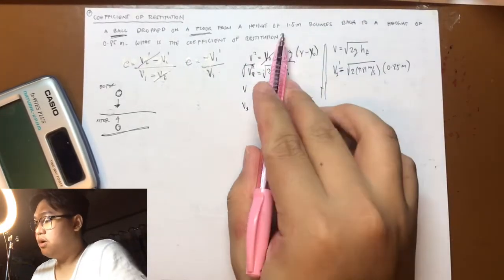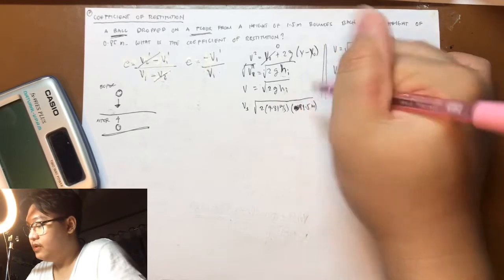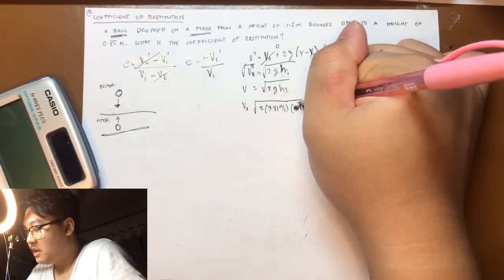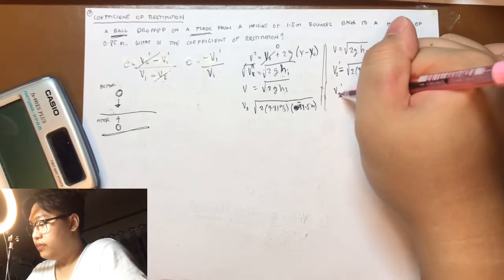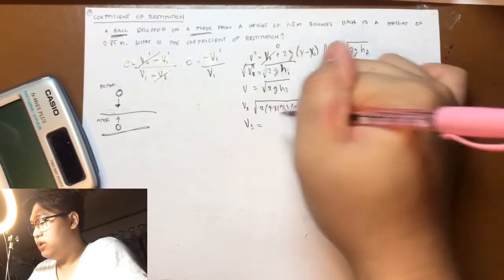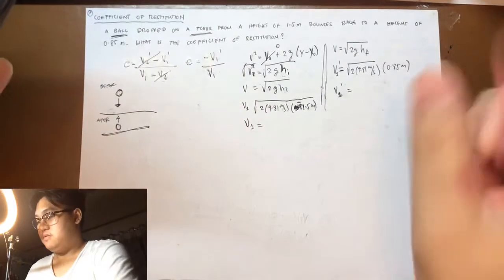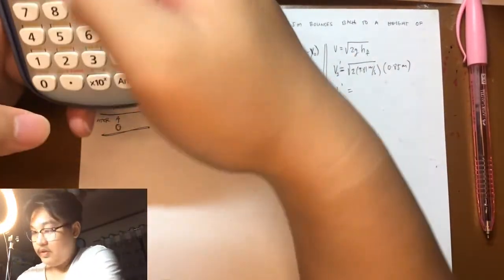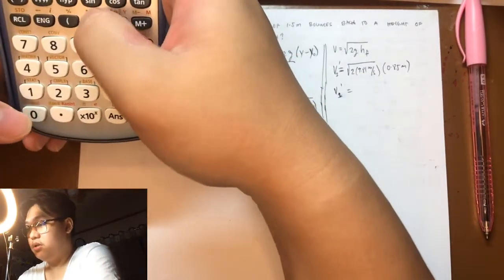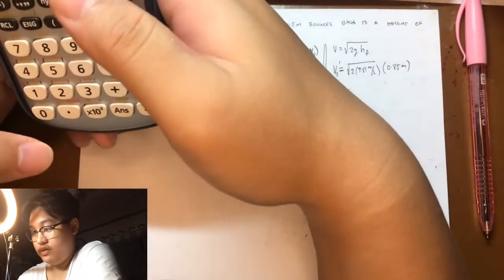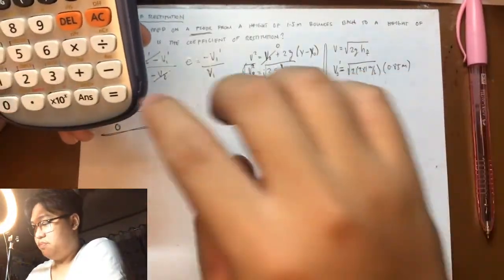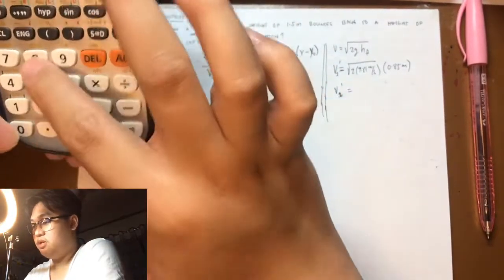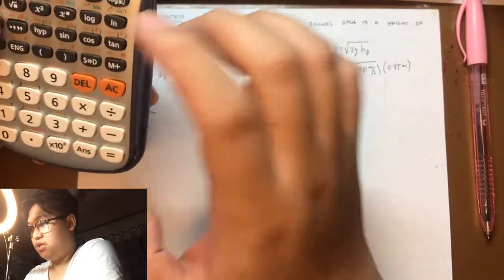Take note na yung 1.5 meters ay pabagsak, ibig sabihin, magne-negative yung value ni 1.5, negative 1.5 meters. Unahin muna natin si V1: square root of 2 times 9.81 multiplied by negative 1.5. Oh, may error na nalabas. Okay, ulitin muna natin: 2 times 9.81 and then times negative 1.5.